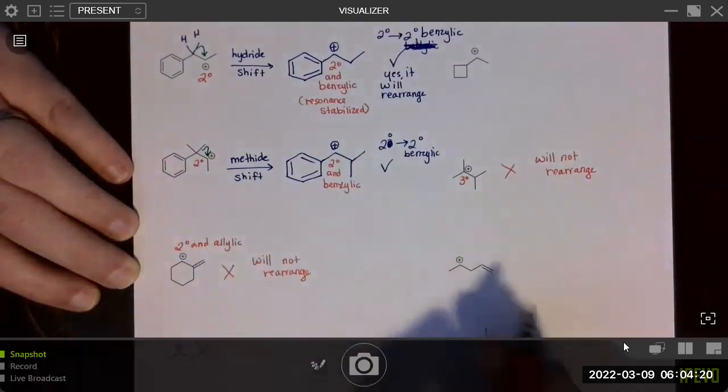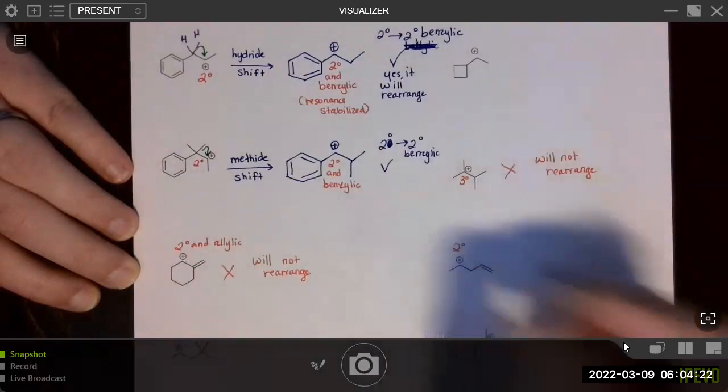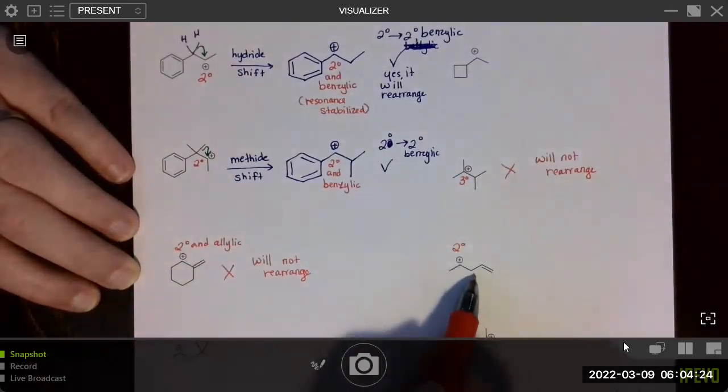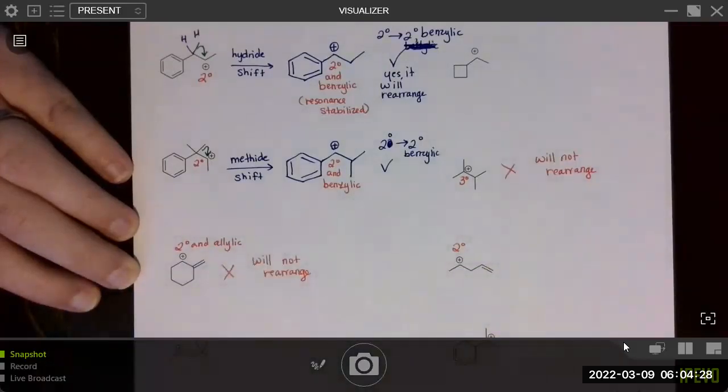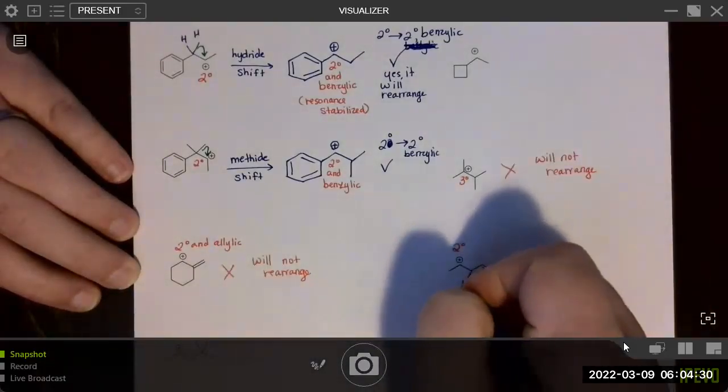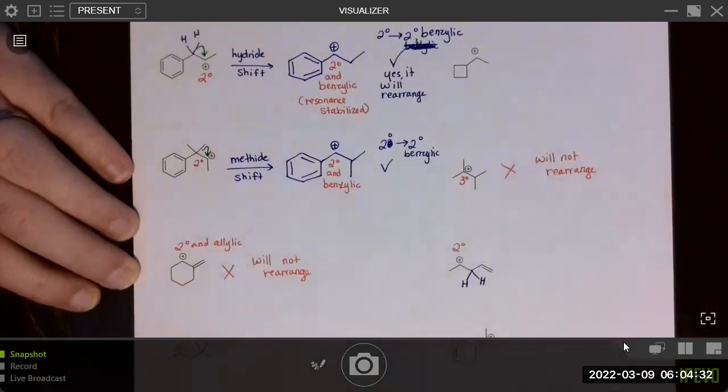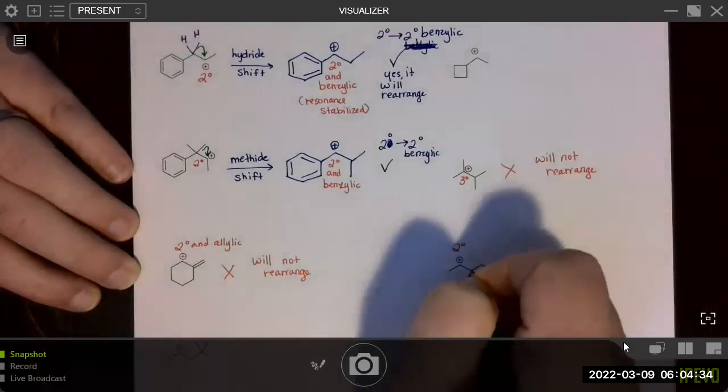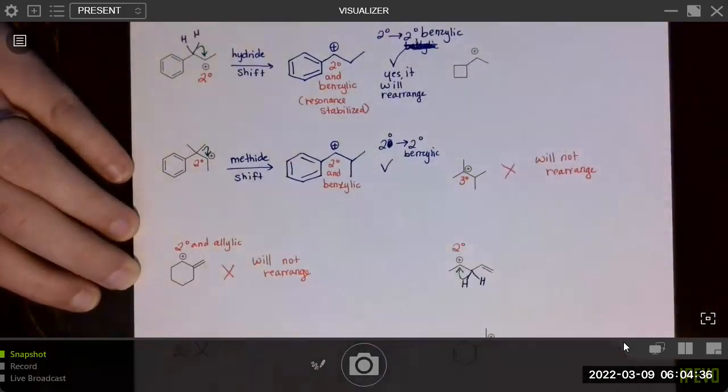Let's look at this one. This is also secondary. And if we do a hydride shift, we can get it to an allylic position. That was definitely favorable. We can go ahead and draw at least one of those hydrogens in and draw that arrow to show it shifting over.